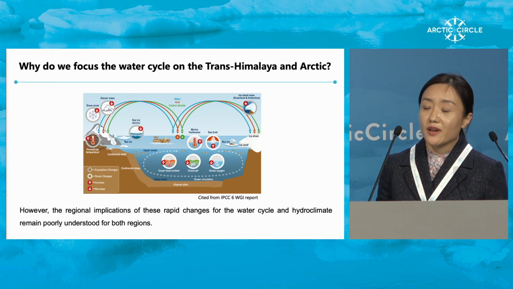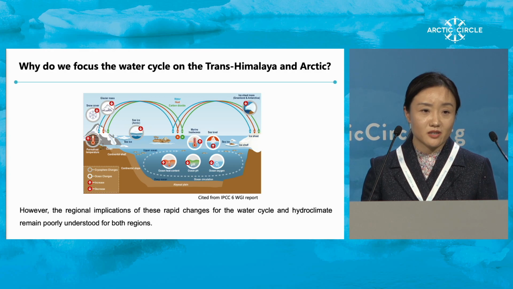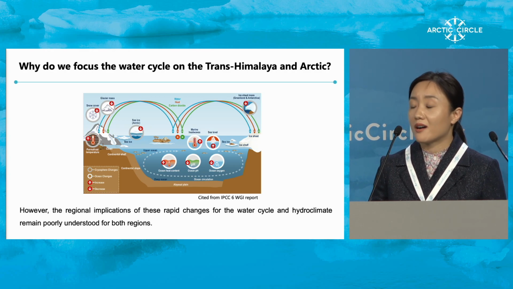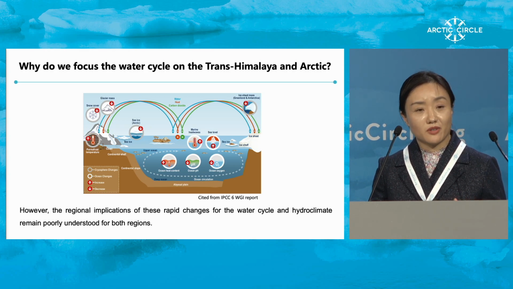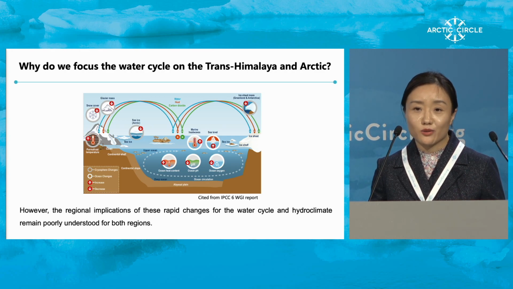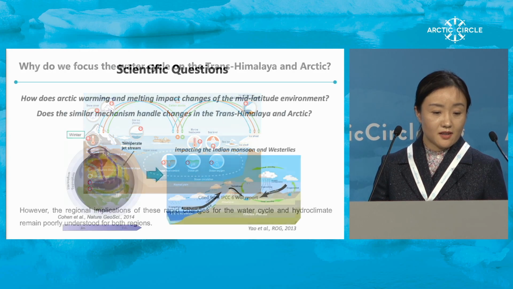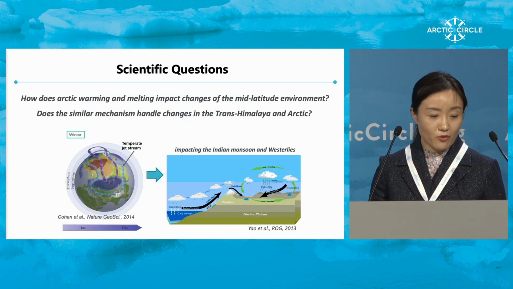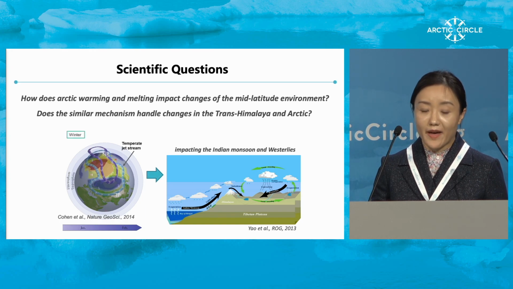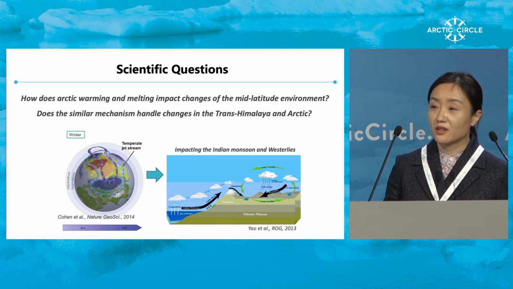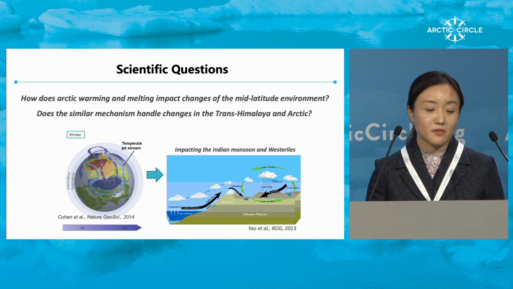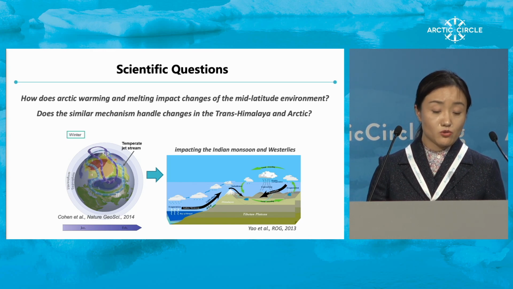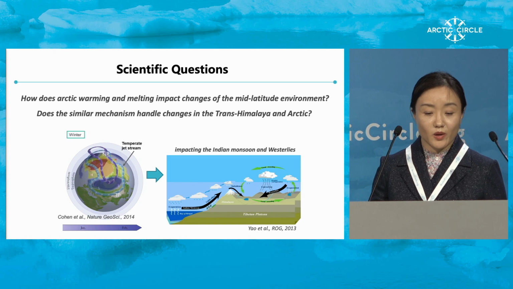So if we want to understand climate change better, we should have a full view of cryosphere melting and the water cycle in both regions. Our study focuses on how Arctic warming and melting impact changes in the mid-latitude environment, and whether a similar mechanism regulates changes in the water cycle in the Trans-Himalaya and the Arctic.